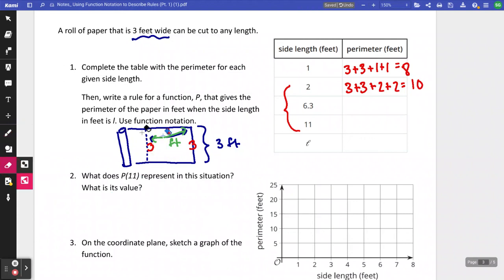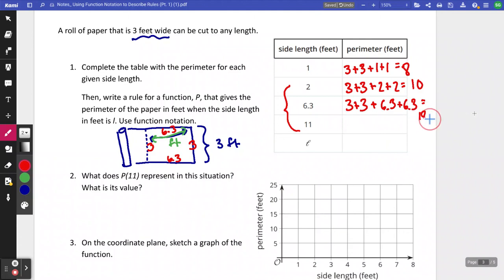Similarly, if we decide to cut that paper with a length of 6.3 feet, that means this side here is 6.3 feet and this side here is 6.3 feet. Well, we would still have to add 3 plus 3, but now for our other two sides, we're adding 6.3 plus 6.3. Oh no, I don't have enough room. That would end up adding up to 18.6 for our perimeter.